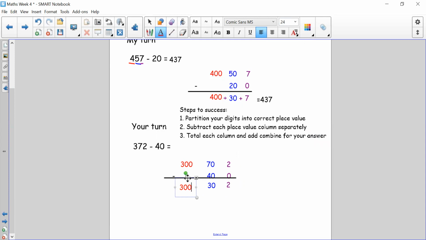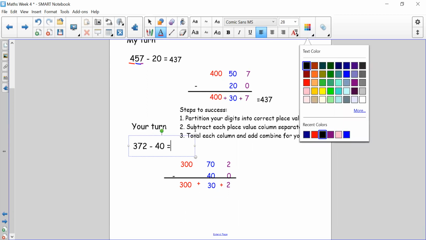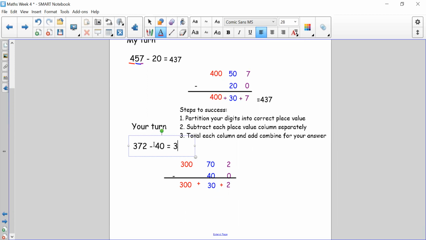Now I need to combine my answers back together to give me my total answer. So 300 plus 30 plus 2. 300 plus 30 is 330, plus 2 is 332. So my answer to 372 take away 40 is 332. I hope you all got that answer.